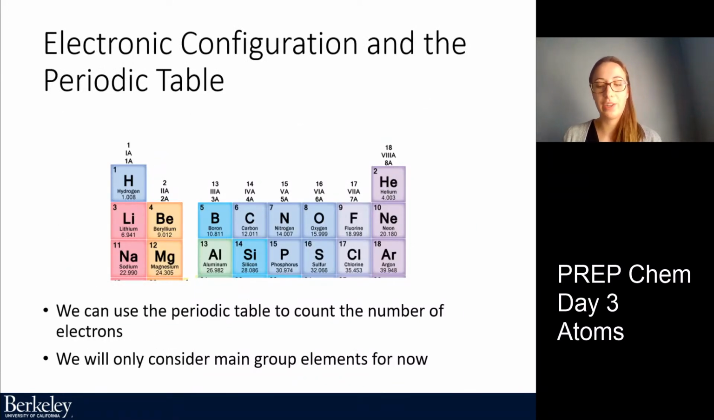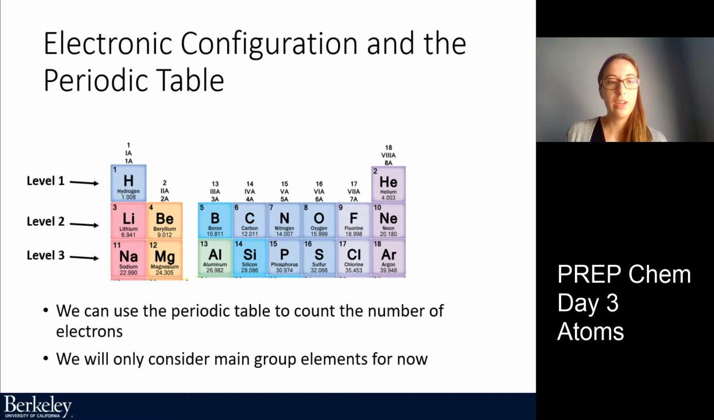Okay, so if we're only going to consider the main group elements for now, this is how we can use the periodic table to help figure out what energy level we're in. We define level 1 to be the very top, and then level 2, the second row of the periodic table, is the second energy level. And then the third row denotes the third energy level.